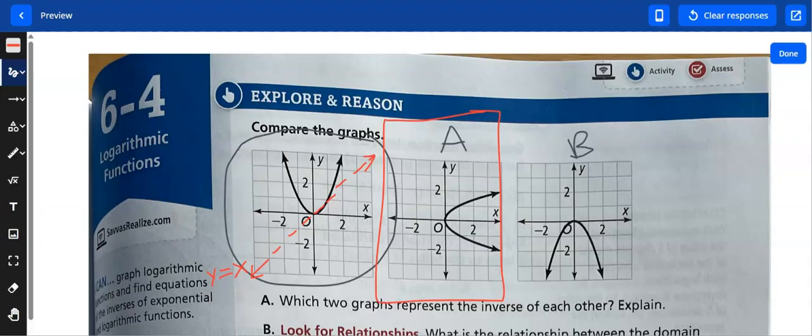We talked about how you switch x's and y's. That's how you get an inverse. You switch x's and y's. What happens with the domains and ranges if you're switching x and y? They literally switch. That's it.